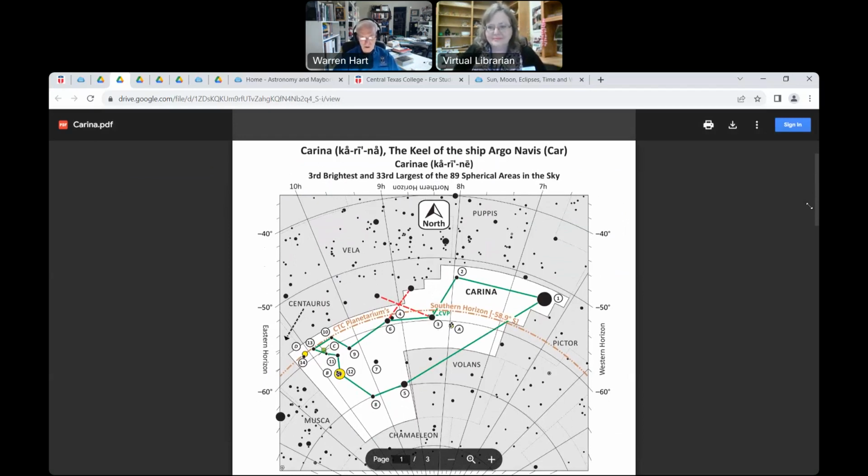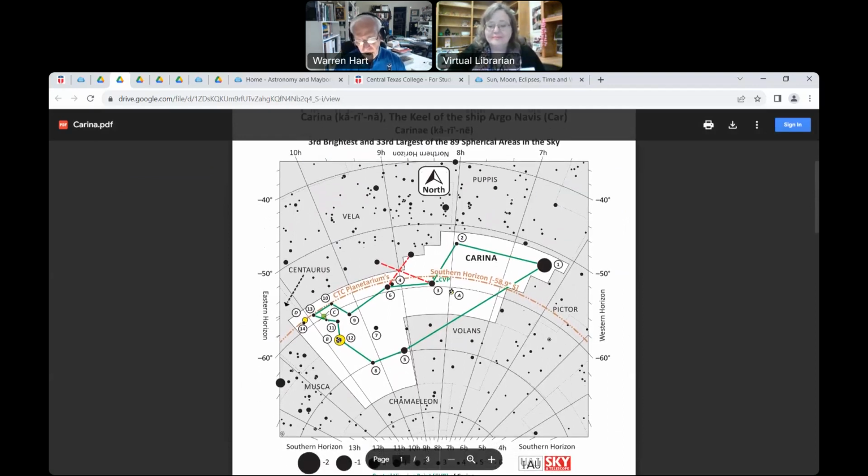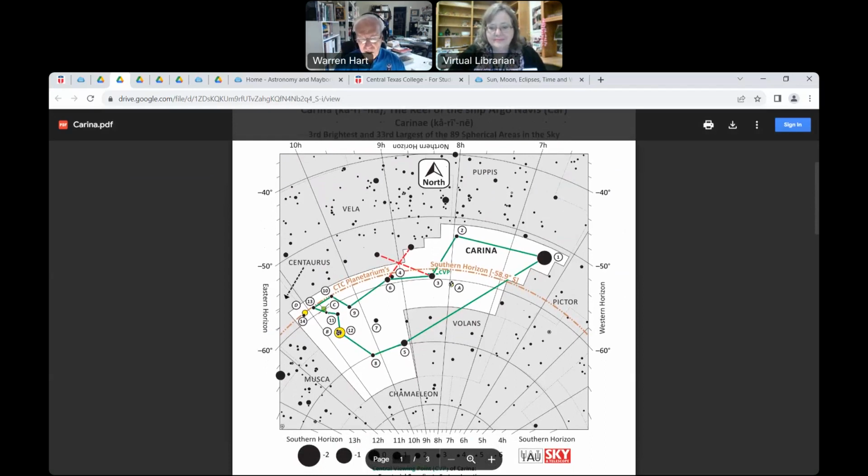But anyway, here is Carina, and it's way down. Notice the dark circle off there to the far right with the number 1, and that should be Canopus. And notice also how close it is to our southern horizon. It is the brightest star that is along or just above our southern horizon. And I've connected the different stars as it goes around, trying to make it look like a part of a ship.